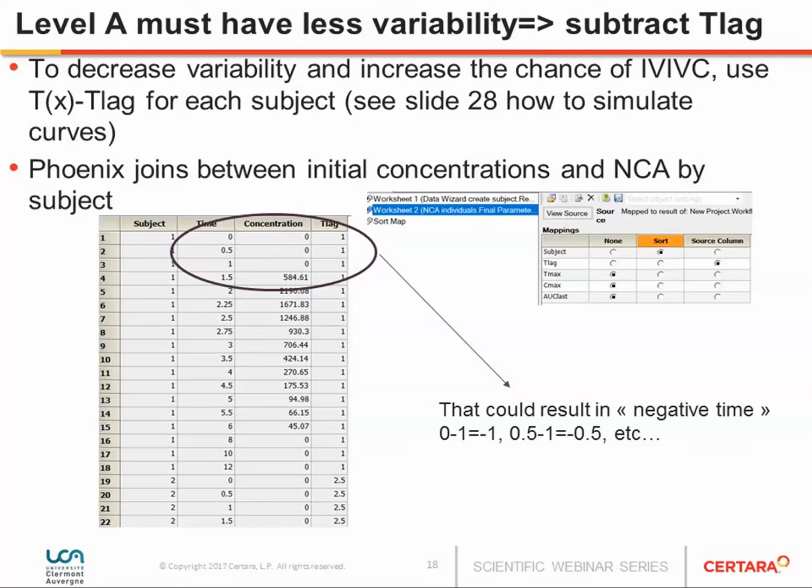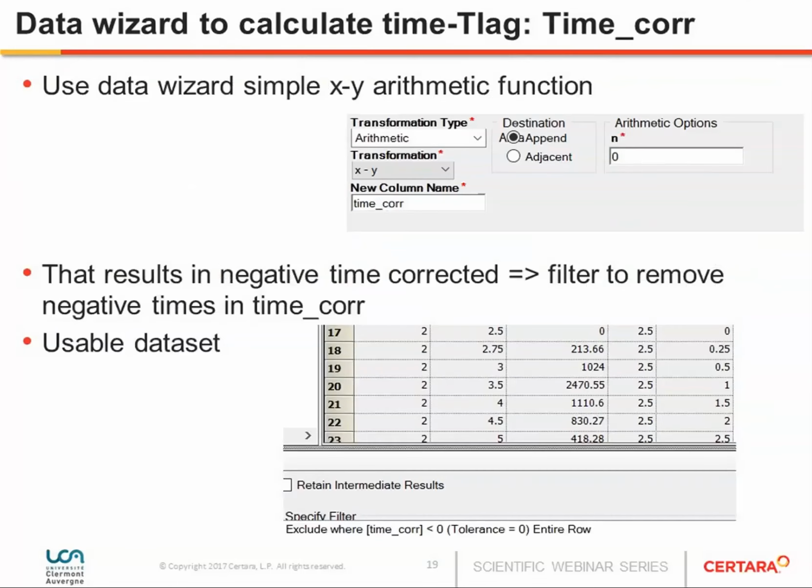How can I do it? I can do it using Data Wizard to calculate the time minus the lag time. And that is a very simple arithmetic function, x minus y. I am going in this case to recalculate everything, which is going to be the time correction.